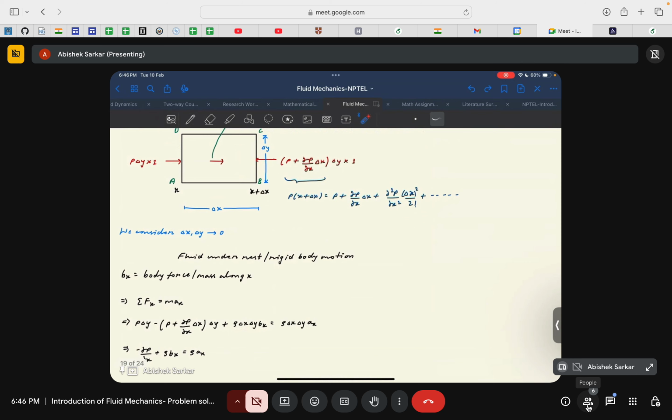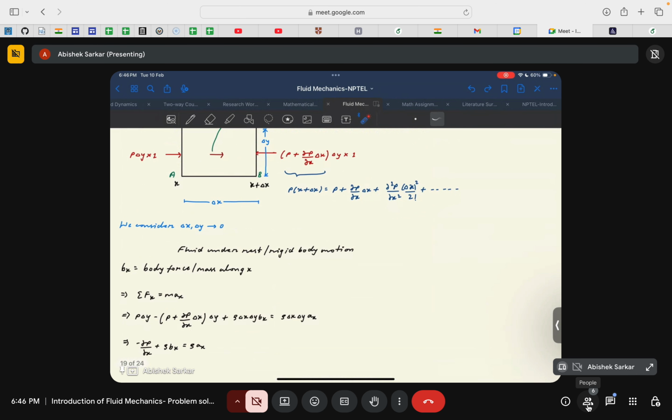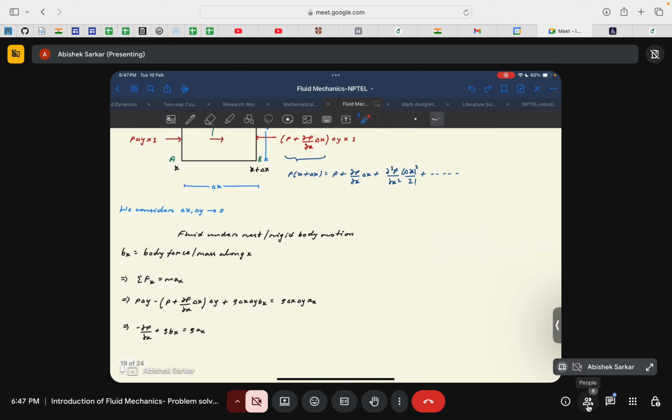Now you might ask why there is an ax term when the fluid is at rest. I told you that we are considering a generalized case where the fluid is under rigid body motion. When a fluid is under rigid body motion, there will be an acceleration term. Even though there are no shear forces, the fluid element will have a certain acceleration arising from the rigid body motion approximation. So if you simplify it further, you will get minus dou P by dou x plus rho Bx is equal to rho ax. This is the expression of the force balance along the x direction.